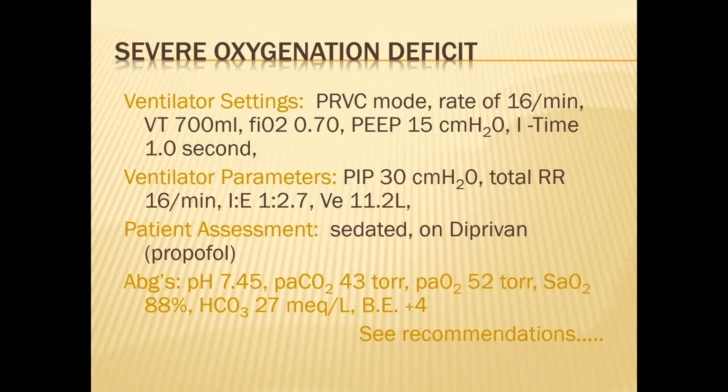If the PIP is 30, I wonder what the plateau pressure is. Because if plateau pressure is close to 30, then yeah, we're causing a lot of lung damage. Ventilating with a 700 ml tidal volume. Why not 4 mLs per kilogram? Yeah, give a faster rate, a lower tidal volume. That's huge.